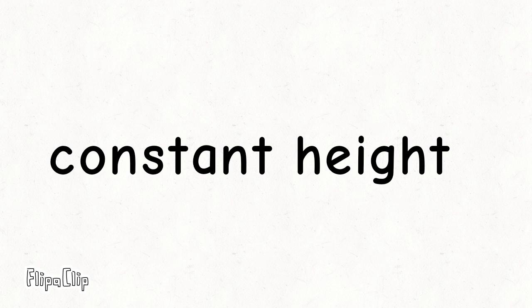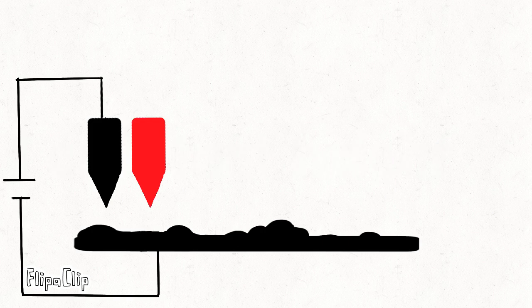Constant height. When the height is kept constant, the distance between the sample and the tip varies, and therefore the current between them also varies. The information on the variation of the current is used to generate the image.